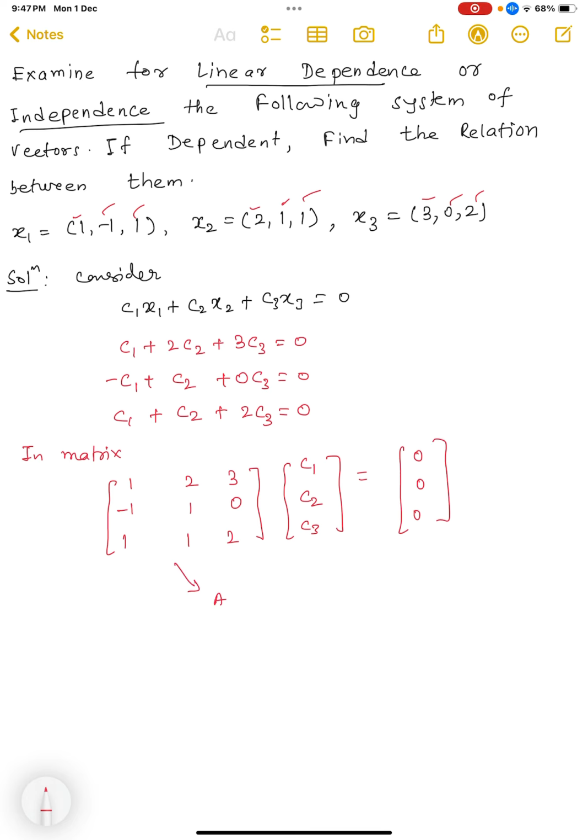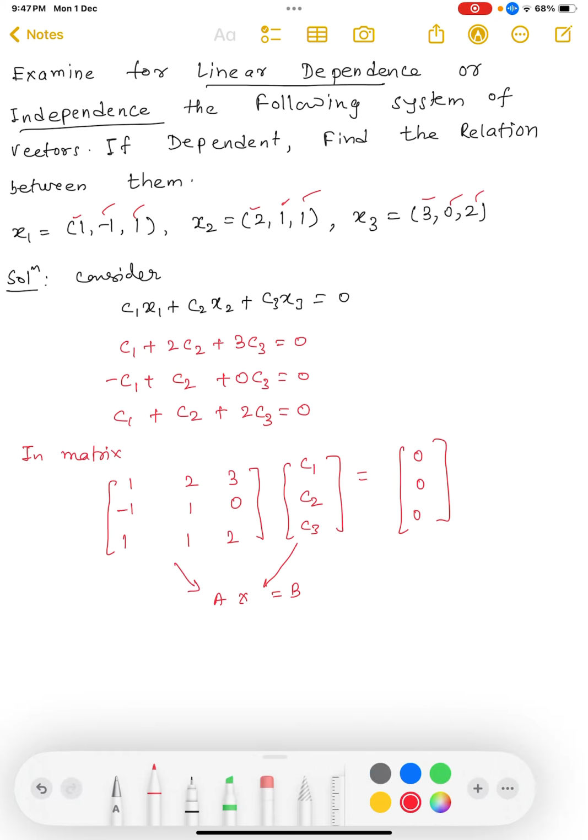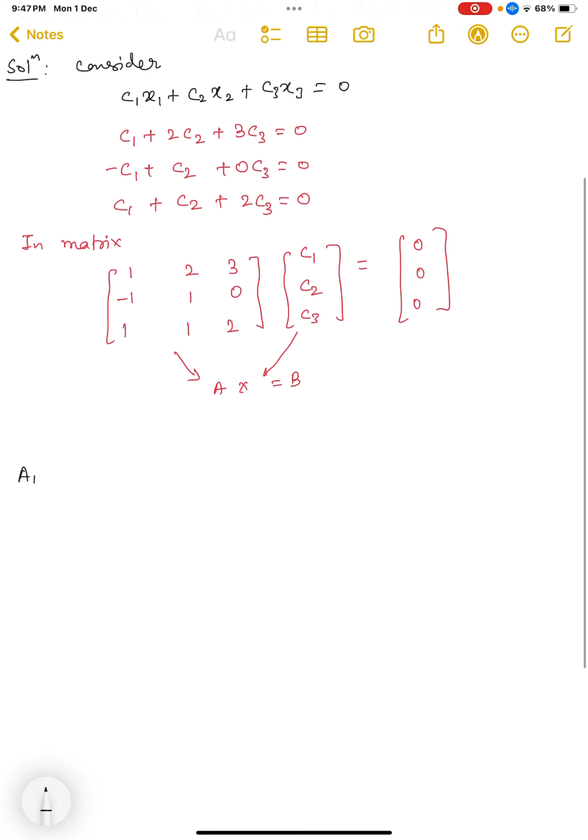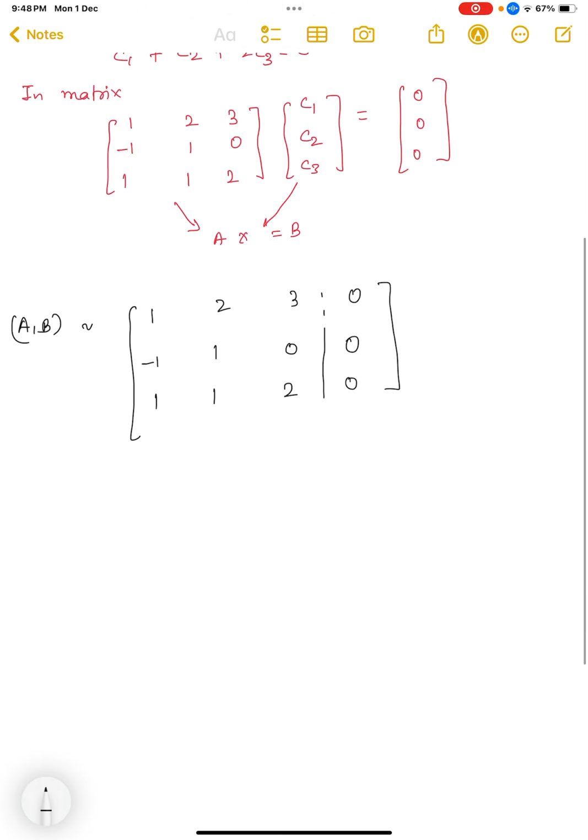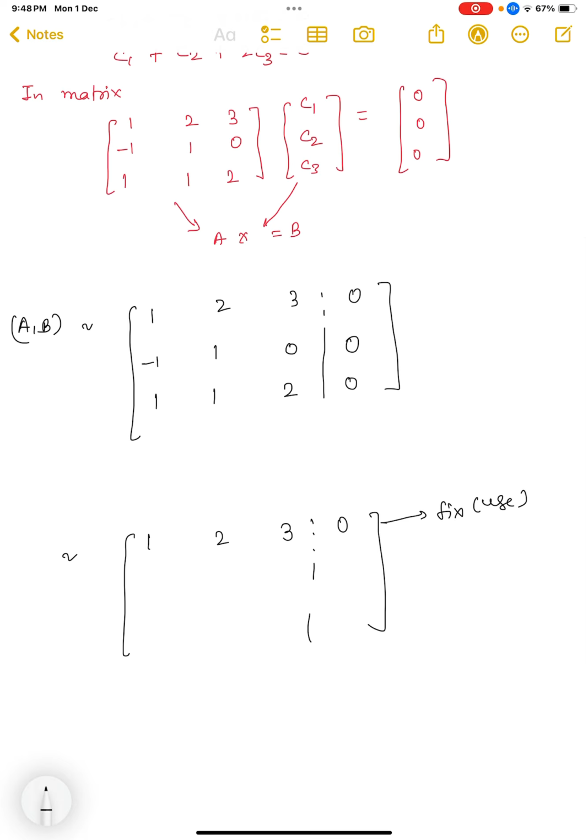So let us assume this is A and this is x, and the right hand side we have b. Then the augmented matrix setup we will have 1 2 3 with right hand side 0, minus 1 1 0 with 0, and 1 1 2 with 0. Now we have to fix the first line 1 2 3, use this one, and get 0 here and here.